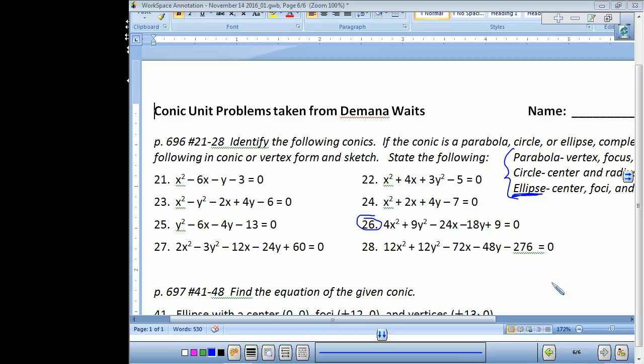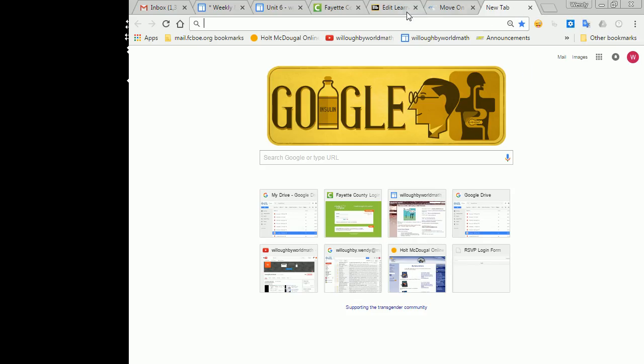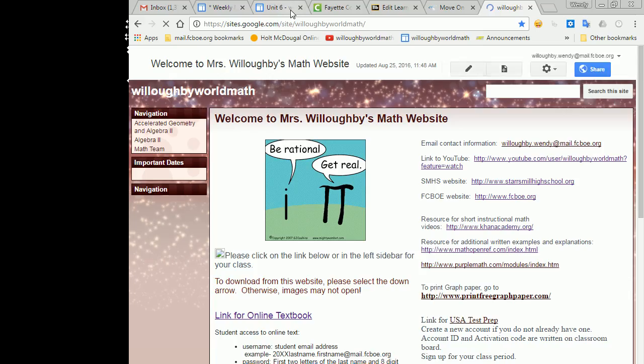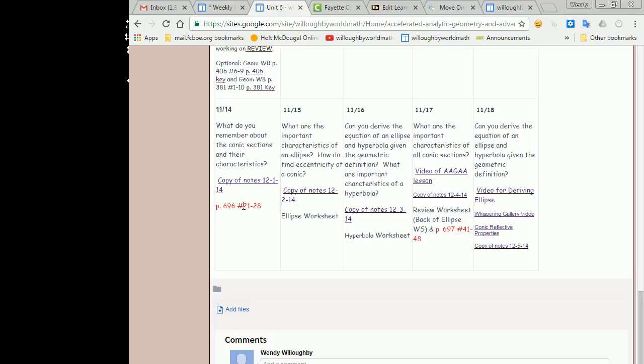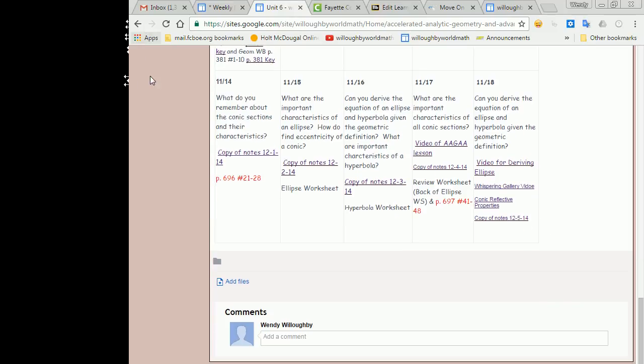Number 28 is a circle. So we do all of the top part and then half of the second part? No, your homework is only the top part, except for the graph. If you go to the website, there it is. It's just 1 through 28 tonight, guys.